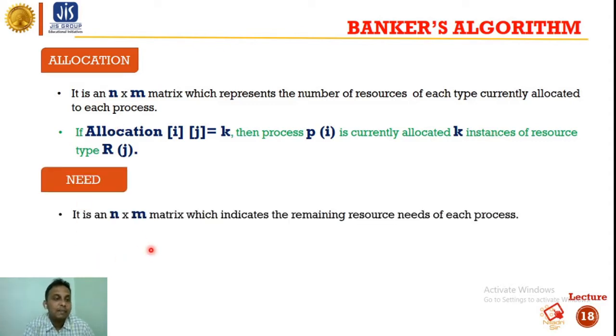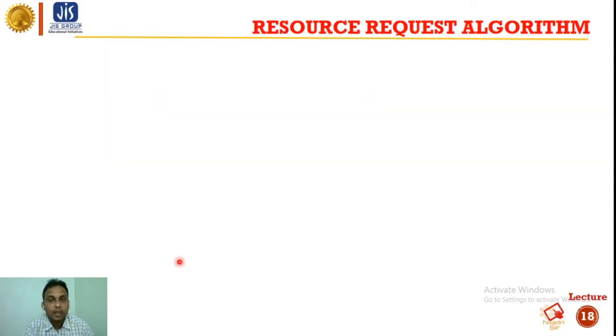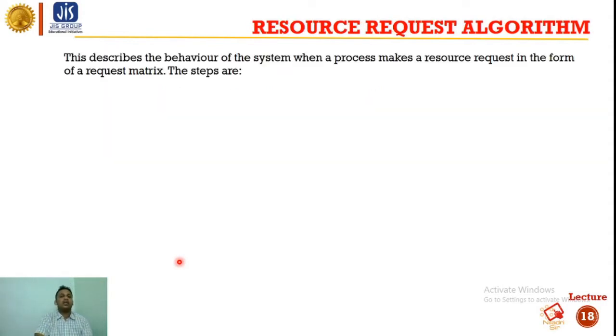And what is the need matrix? It is basically max minus allocation. It is an n into m matrix which indicates the remaining resources that are needed for each process. If need[i][j] equals k, then process pi may need k more instances of resource type rj to complete its task.